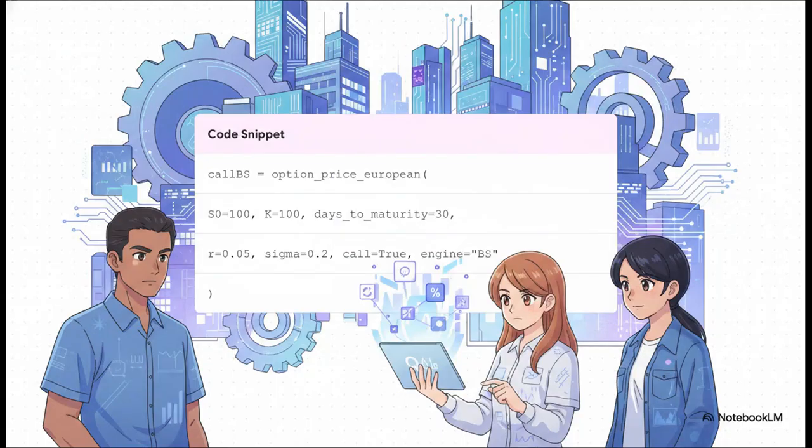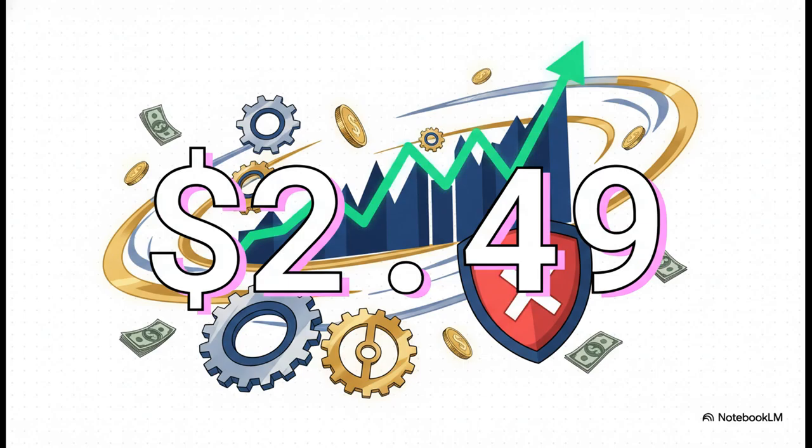So how do we get a price for this thing? Well, thankfully, we have some powerful tools that do all the heavy lifting for us. This little snippet of Python code here uses a library called QuantLab. We just feed it our key ingredients, stock price, strike price, time, plus some other crucial stuff like interest rates and how much we expect the stock to bounce around, and the model spits out our cost. And boom, here's our number. The price for this option, our premium, is $2.49.